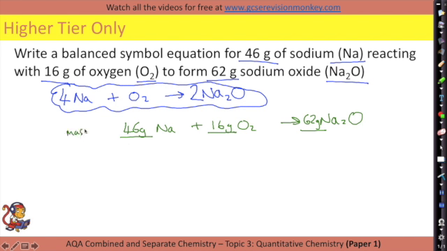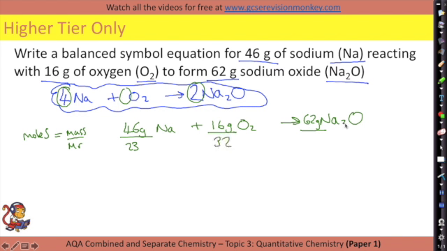And if you're doing mass divided by relative formula mass, like we've looked at previously, you're working out the number of moles, which is the numbers that we put in front of a balanced equation. So 46, the relative formula mass of just sodium on its own is the relative atomic mass of sodium, which is 23. The relative formula mass of oxygen is 2 lots of oxygen. So on the periodic table, oxygen has a mass of 16. 2 lots of 16 is 32.